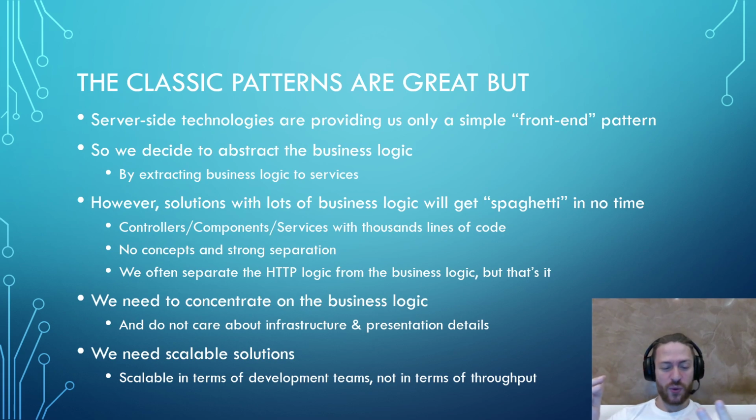So the result is that we separate the HTTP logic from the business logic, and that's pretty much it. But if the business logic is complex, it needs to be separated even more. So we need to concentrate on the business logic. We don't need to care about infrastructure and presentation. That's also an important detail, because when we care about infrastructure like the database, and presentation like the controller framework, we're concentrating on them and not on the business itself. And this leads us to very complex, spaghetti business logic.